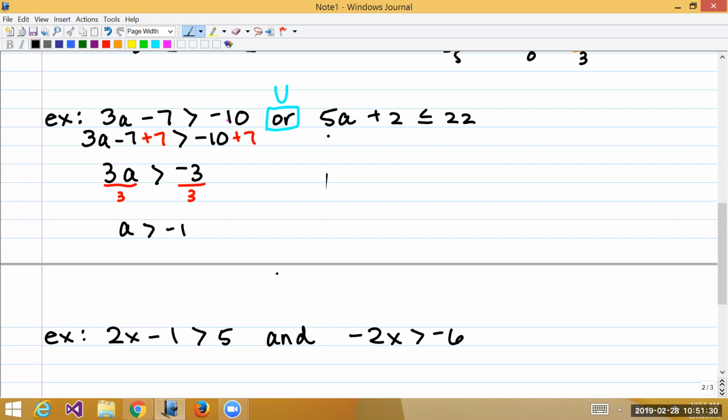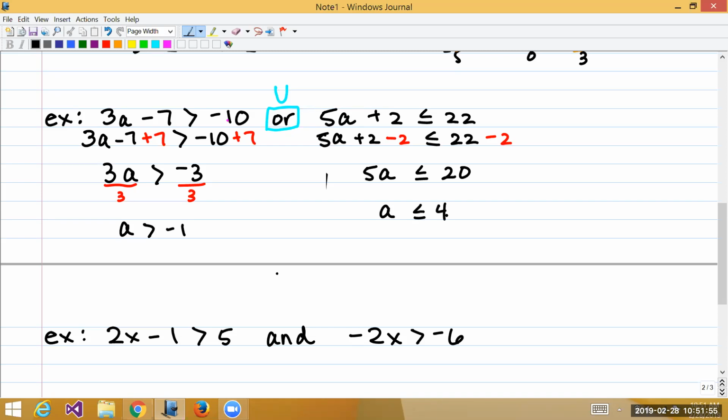Or let's go ahead and do this. We'll subtract 2 from both sides. 5a plus 2 minus 2 is less than or equal to 22 minus 2. That gives us 5a is less than or equal to 20. So we have a is less than or equal to 4.